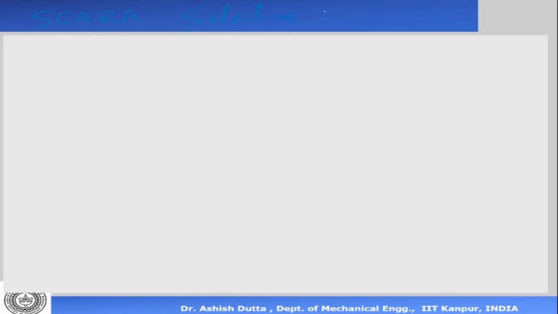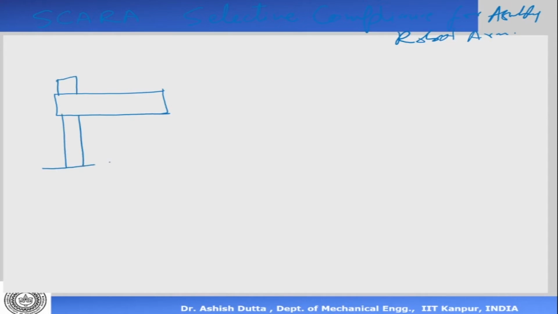So this is another kind of robot which is very commonly used. It's called SCARA. It stands for Selective Compliance Assembly Robot. Now this SCARA robot basically has degrees of freedom like this. So this is one, if you can imagine, this is one link. It is fixed to the ground here. There is another link sitting on top like this, and there is a prismatic link here. So this is prismatic.